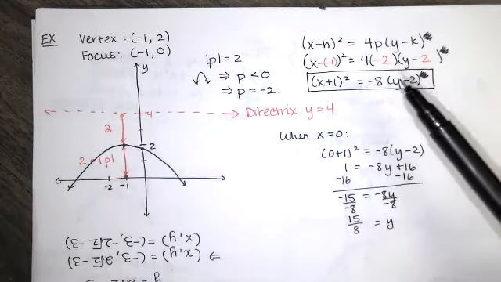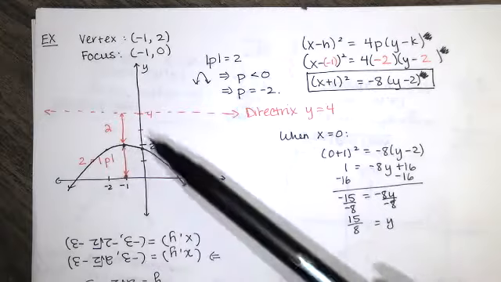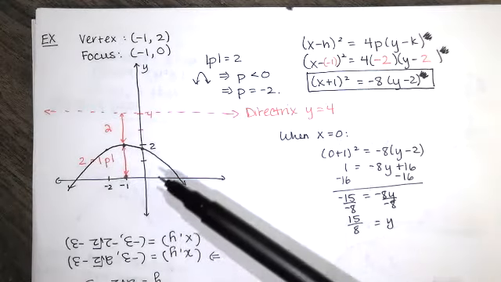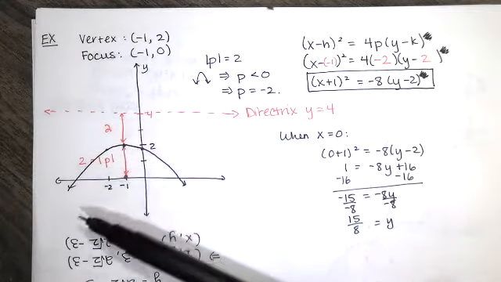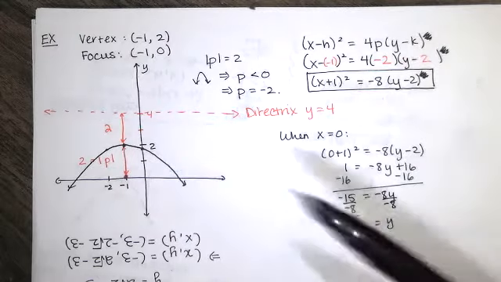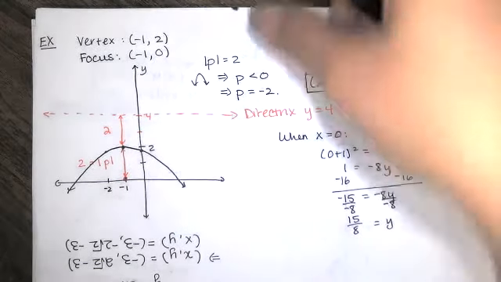And I know that y is raised to the first and x is being squared because it opens upward or downward. If it was opening to the left or to the right, it would be the other way around. Let's do another one.